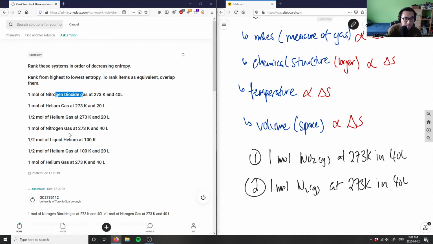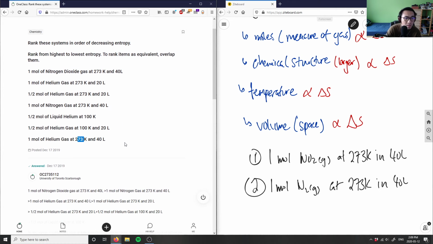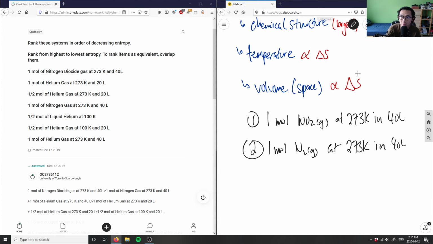And then we're going to look at the next biggest one. The next biggest one is going to be helium, right? Helium, liquid helium, helium gas, and helium gas. So all of these are helium. And then we have to look at our moles here. As you can see, this 1 mole here and this 1 mole here would be the same molarity. The only difference between these two is the volume. This one is 20 liters and this one is 40 liters. And as we said already, if we increase the space in which the molecules are trapped in, we're increasing the amount of entropy.